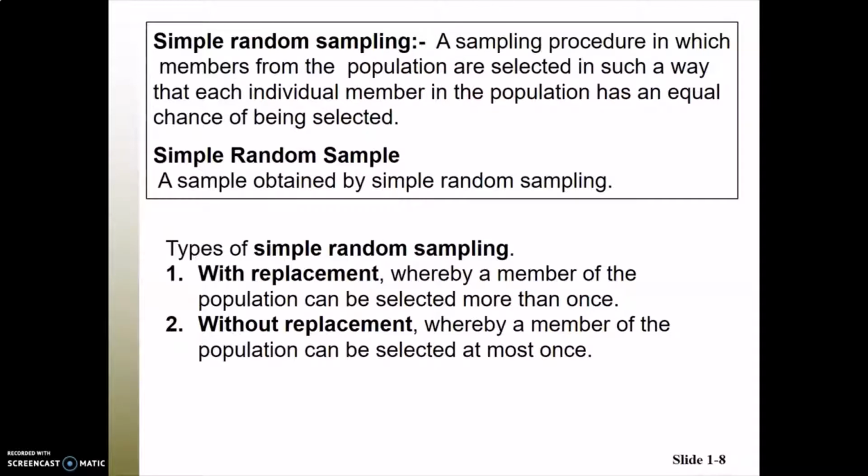So simple random sampling is done with replacement or without replacement, and you need to understand what type of sampling is done, right? In simple random sampling with replacement, a member of the population can be selected more than one time. In without replacement, a member of the population cannot be selected more than one time. So you need to understand the difference between the two.